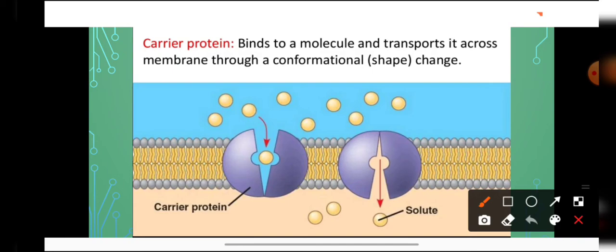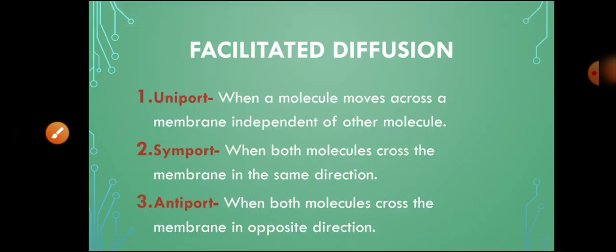Carrier proteins are also a type of transport proteins which help in the process of facilitated diffusion. Carrier proteins first bind to the molecule which is to be transported within the cell. And once the carrier protein binds with the molecule, then the carrier protein will undergo a conformational change or a change in its shape, and in this way the transport of materials will take place within the cell. So students, this was all about facilitated diffusion.